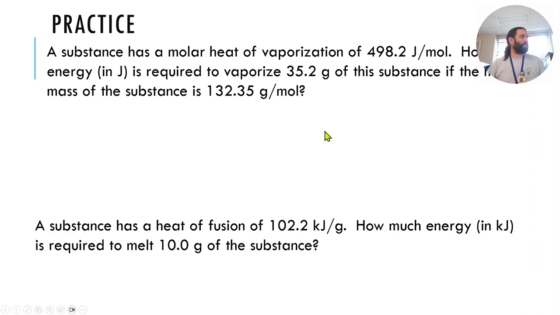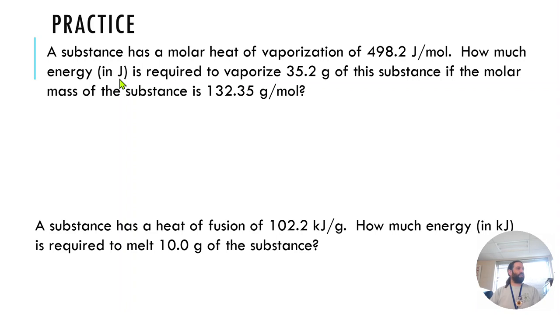So let's look at a couple of examples here. This one says a substance has a molar heat of vaporization of 498.2 joules per mole. How much energy in joules is required to vaporize 35.2 grams of this substance if the molar mass is 132.35? All right, so the first thing we've got to think about is our conversion factors. Well, what this says is the number of joules per mole. If I know how many moles I have, I would just have to multiply to find out how many joules it is. But we are given a mass in grams. We have to convert that mass in grams to moles. We just spent a month learning how to do that, so you better know how to do it.